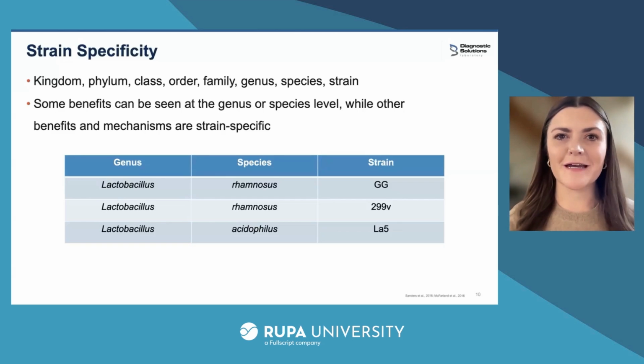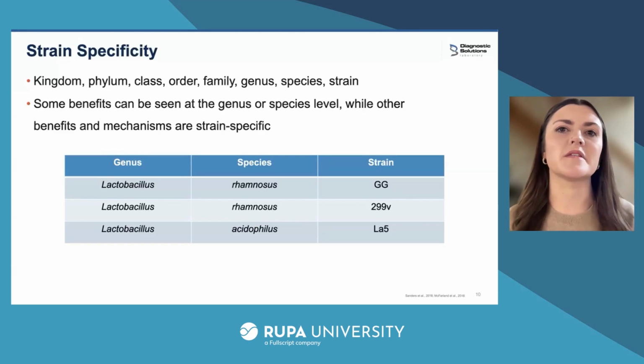A lot of research is done at the species level, but then we do have an opportunity to get even more precise by considering strains. So there can be a lot of different strains within the same species, and some benefits and some characteristics are different from strain to strain within the same species.